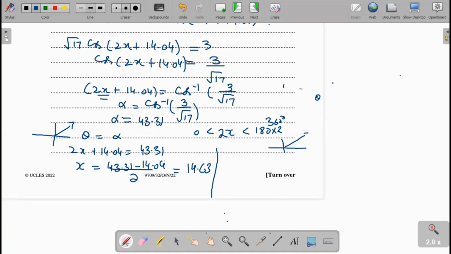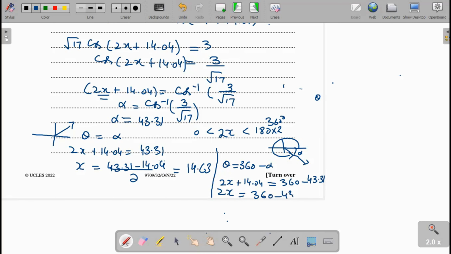In the fourth quadrant, you see here, this alpha will be lying in the fourth quadrant, then the angle theta will be equal to 360 minus alpha degree. This is 360 minus alpha, therefore we can write it 2x plus 14.04 equal to 360 minus 43.31, and you can write it as 2x will be equal to 360 minus 43.31 minus 14.04, and divided by 2 you get the value of x.